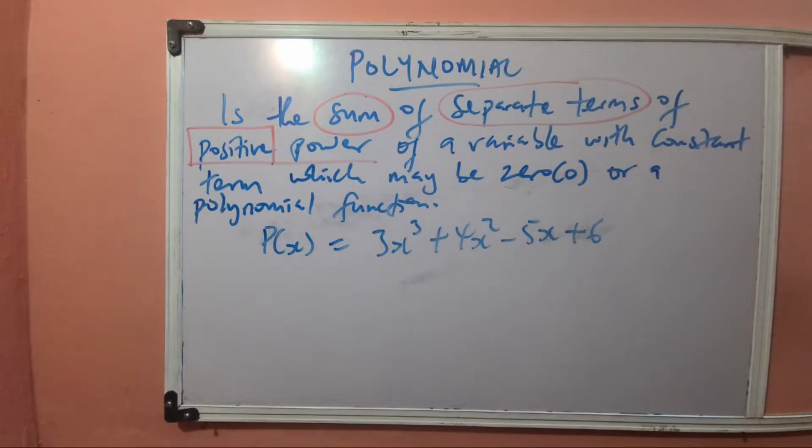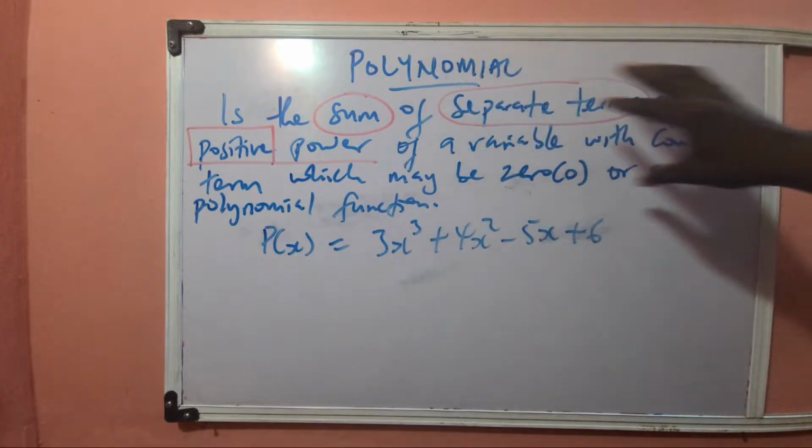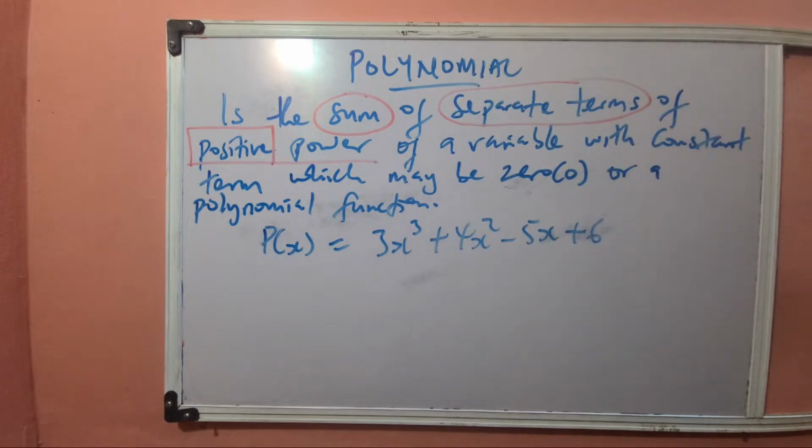Of course, I want you to know that not every expression that has a variable is a polynomial. Let me state that again. Not every expression that has a variable is a polynomial. You have to define a polynomial with every detail that has been highlighted in its definition. So when we say a polynomial, number one, we said it's the sum of separate terms.